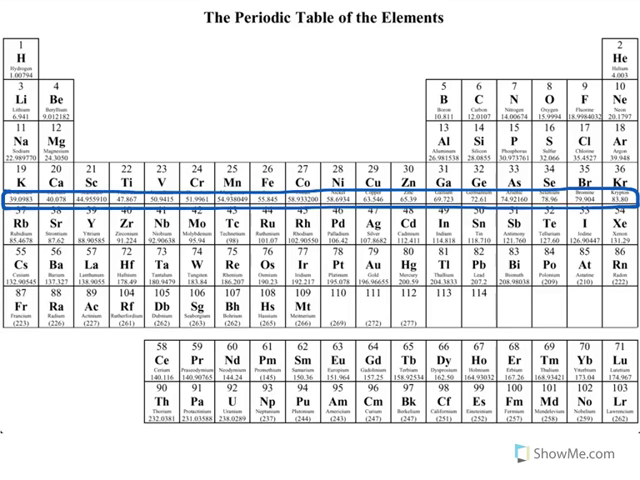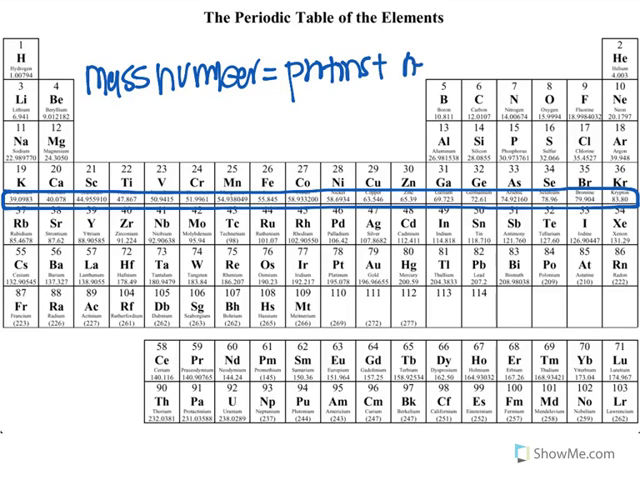Now, let's think about this. If the mass number is equal to the sum of the protons plus the neutrons, and both the protons and the neutrons are whole numbers, how is it that the mass number is not a whole number? The reason for this is because although the mass number is an addition of whole number sums, they are also the average of all of these sums.